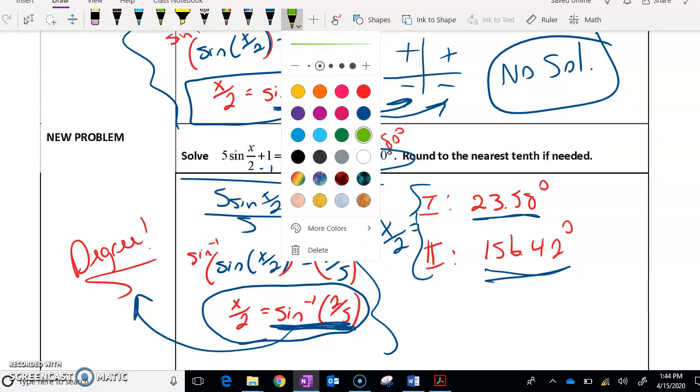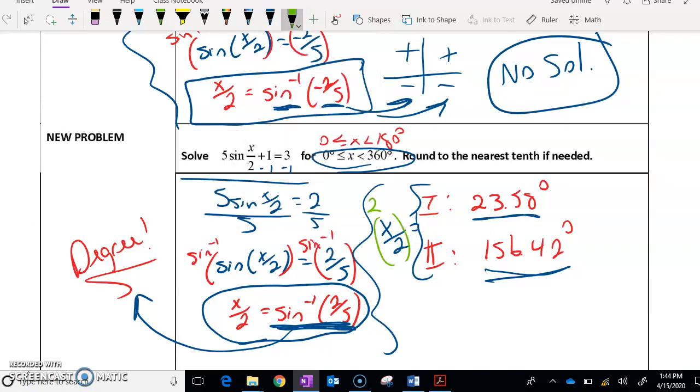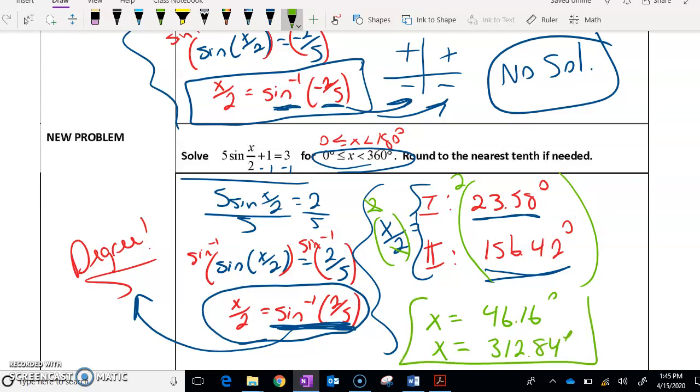Okay, so for this next part, I need to get the x by itself. So I'm going to multiply everything by 2. So do you see what I'm doing? My goal is just to get the x by itself. So when I multiply the 23.58 times 2, I get 46.16 degrees. And when I multiply the 156.42 times 2, I get 312.84 degrees. So this is my final answer. That finally got x by itself. And that is it, guys.